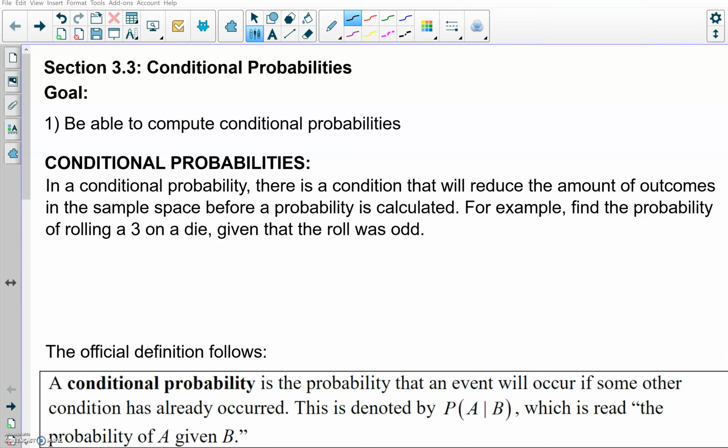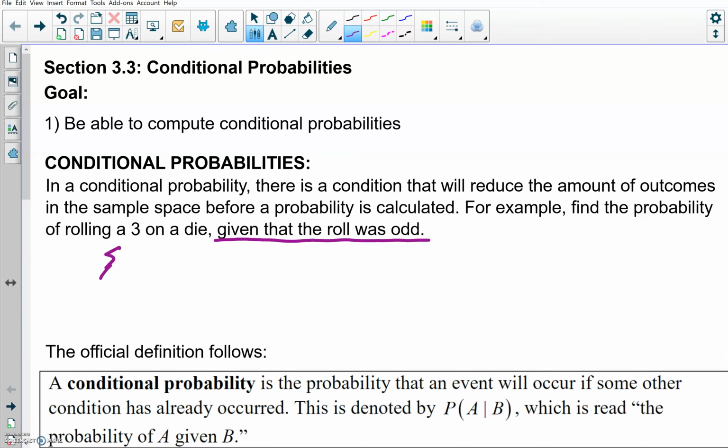it works. But in some real life situations, maybe you will know that there's something going on that is going to give you a little bit more indication of what type of object or maybe a characteristic of a person that's going to be selected from the population. So for a basic example here, find the probability of rolling a 3 on a die given that the roll was odd. So here's the condition. We're going to assume that the roll was odd.